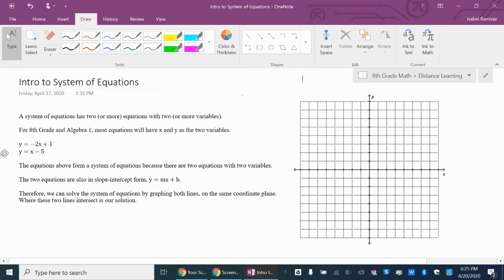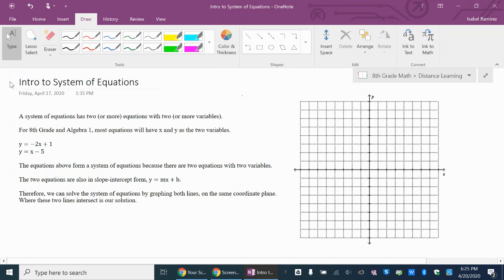Looking here, we have the two equations y equals negative 2x plus 1, and y equals x minus 5. The equations above form a system of equations because there are two equations with two variables. The two equations are also in slope-intercept form, y equals mx plus b.